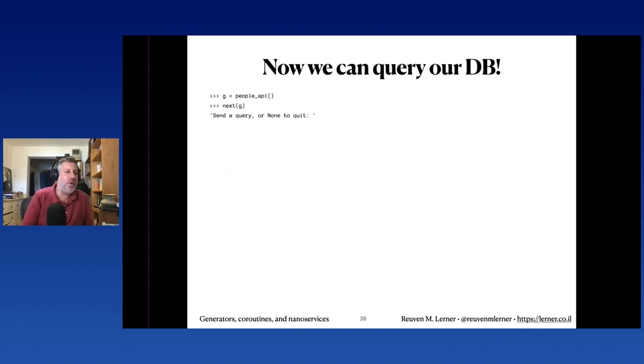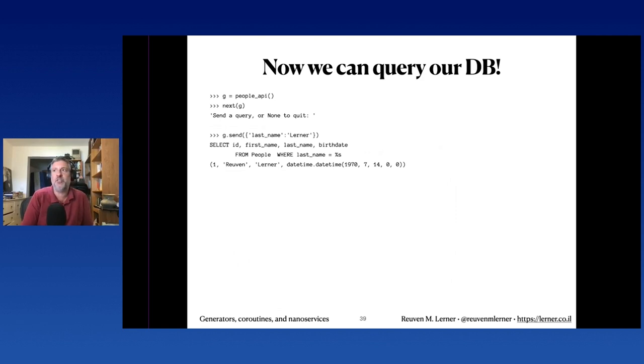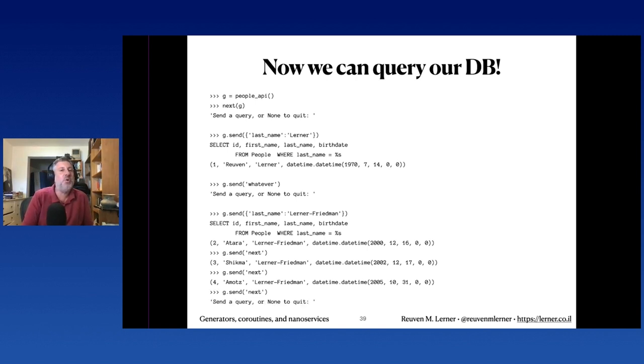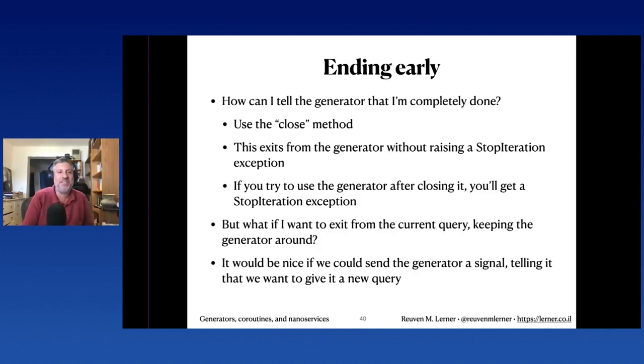And it's saying send a query or quit. So I'm going to send a query. And the query is going to be in the form of a dictionary. So I'm going to say here, last name Lerner. Send. Okay. And then send again. And now you can see that I'm getting different things. And I get a next one, and next one, and next one. So really, we're doing okay on this front. We have this nice little object relational mapper thing going on. And I can query my database through this service. And I don't have to worry about connecting to the database.